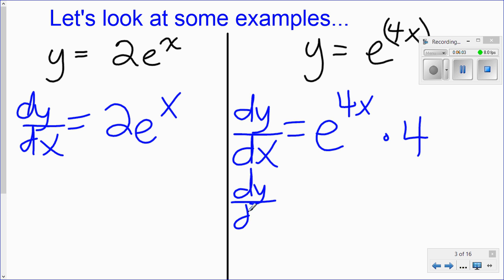And then usually we'll put that 4 in front of the exponential expression, so that way, you know, we don't need the parentheses or the dots for multiplication. So the derivative of e to the 4x power is 4 times e to the 4x power. And again, we use chain rule there.